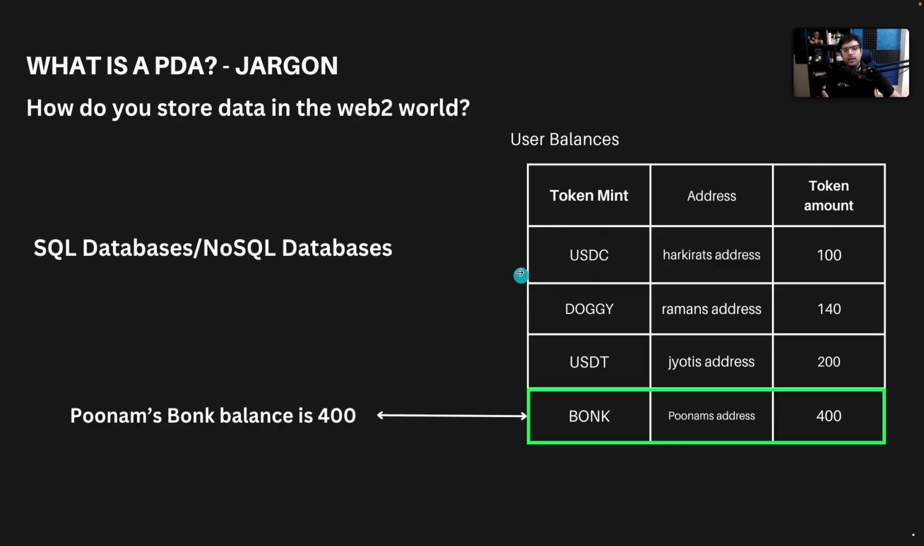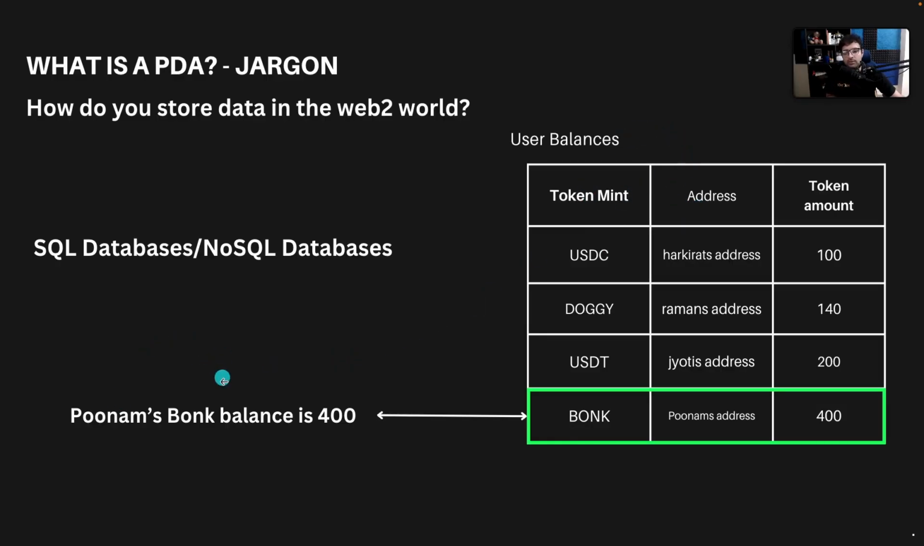There will not be two rows where it says USDC Harkirat has 100 and USDC Harkirat has 500, let's say. No, there will be a unique row: USDC Harkirat has 100 and USDC, let's say Raman has 200, so on and so forth. Token mint plus address will always lead to a single row. You will not have two separate rows, USDC Harkirat 100, USDC Harkirat 200. Of course, you will not have that. These two are the primary key of this table. The pair of the token mint and the address are the primary key.